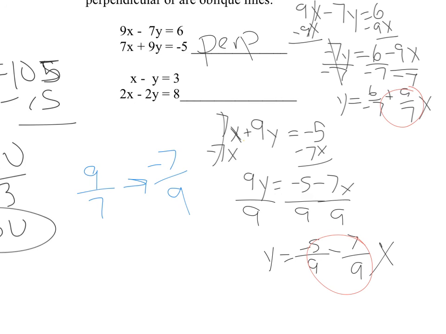Running out of space here, if you have the answer key, you can see the work I did for this one. But basically over here, this top equation will become y equals x minus 3, or negative 3 plus x. And the bottom one's going to become y equals x minus 4, or negative 4 plus x. But they do both wind up with a positive x slope, so that would be parallel.